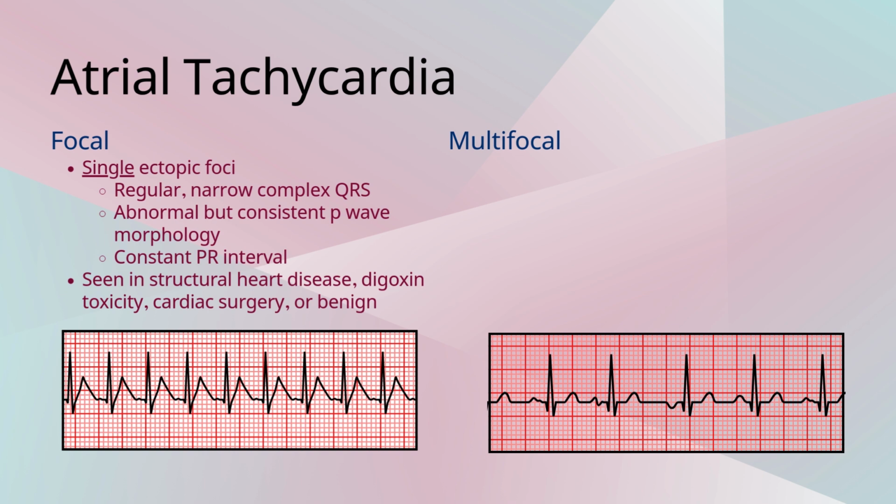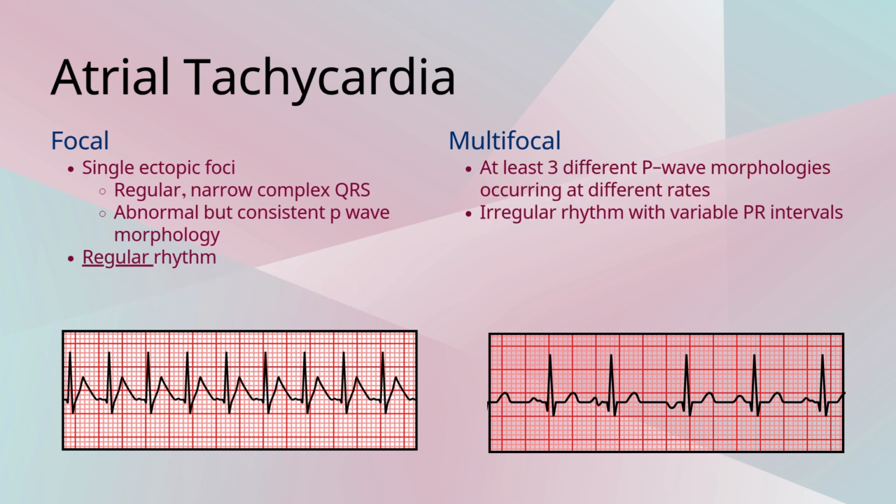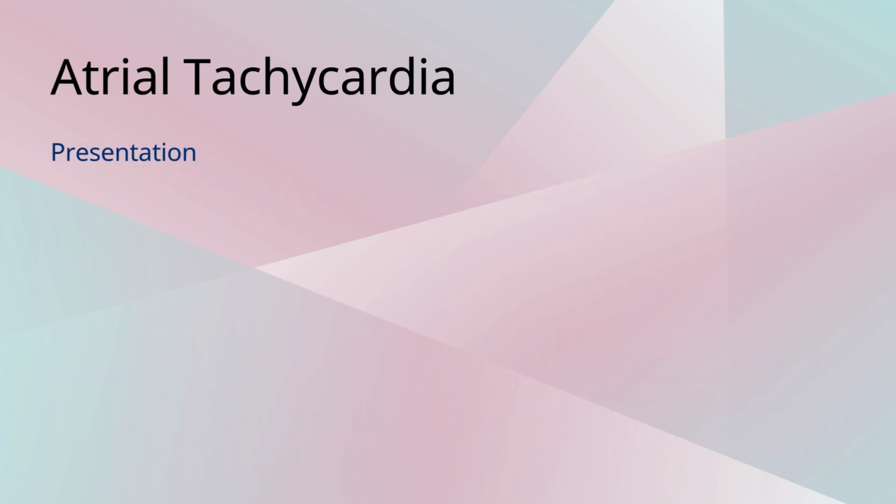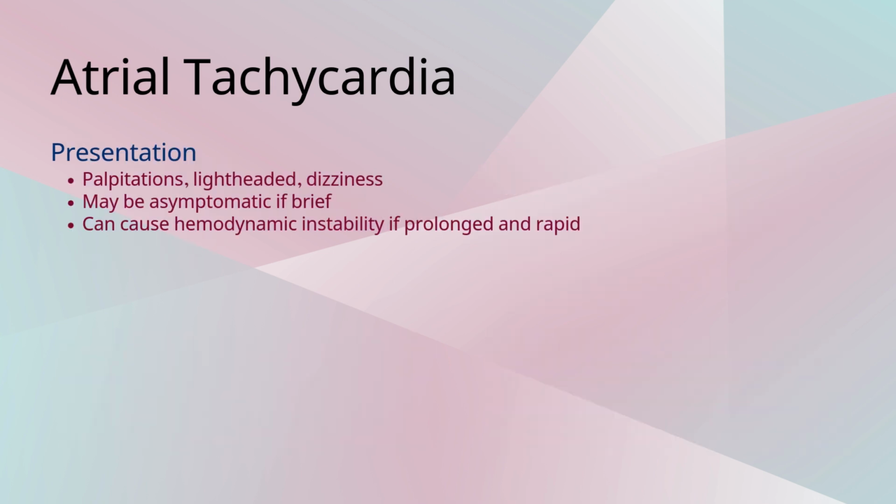Now, multifocal atrial tachycardia is caused by multiple atrial foci firing. So instead of a regular pattern, you'll see an irregularly irregular rhythm with at least 3 different P wave morphologies on the same lead and variable PR intervals. Multifocal atrial tachycardia is classically associated with severe pulmonary disease, especially COPD. Now, clinically, both can cause palpitations, dyspnea, dizziness, or may be asymptomatic.